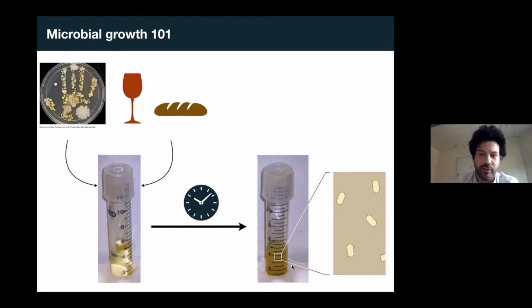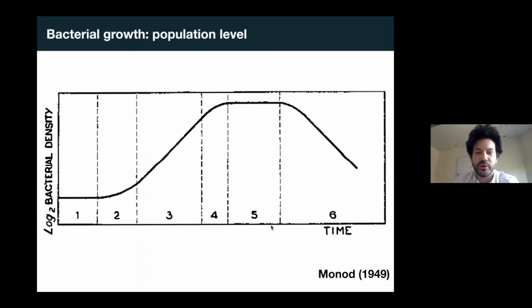Okay, and that's very well known. I'm not inventing anything here. You get these very stereotypical growth curves of bacteria that were already depicted in a review by Monod in 1949. Here on the y-axis, you have the logarithm of the number of bacteria. On the x-axis, you have time.